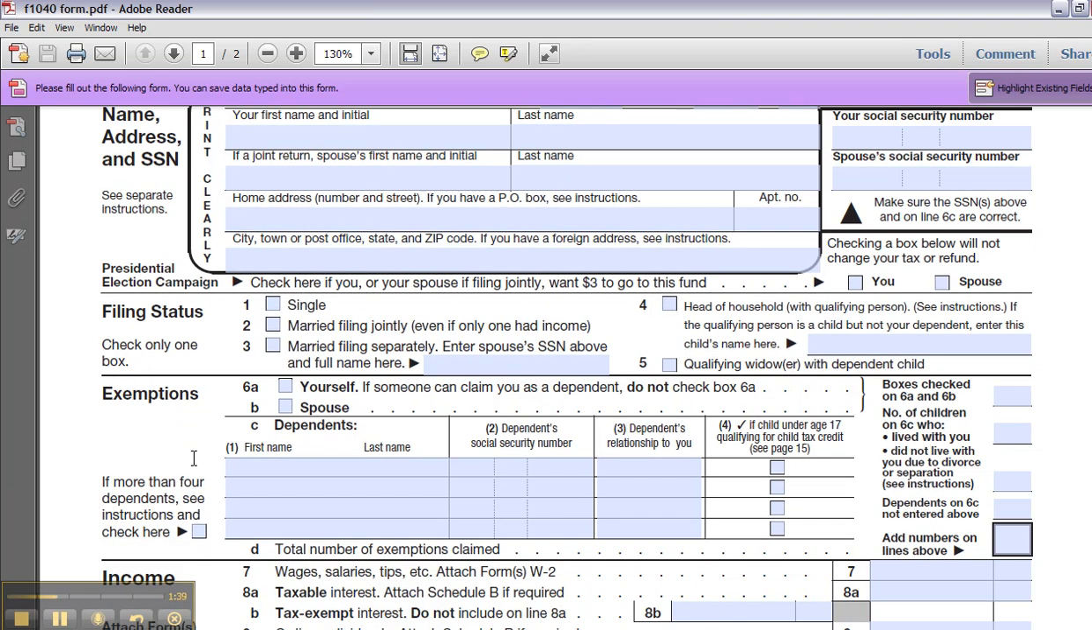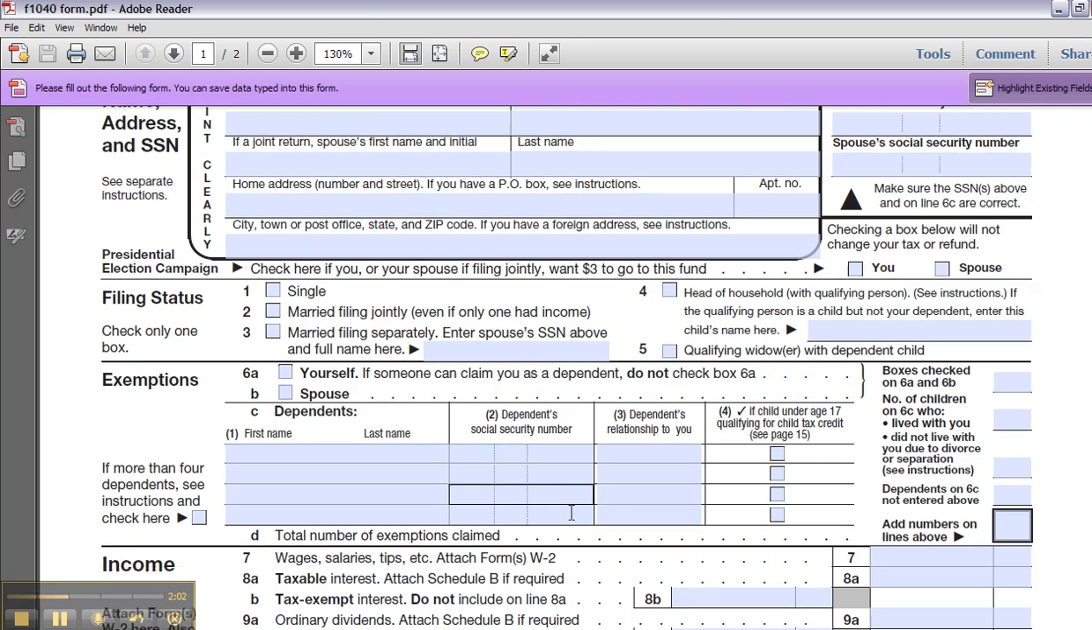You have your personal exemption, and you would check the box for yourself, an exemption for your spouse, or your dependent exemptions. You would put their names, social security numbers, and relationship, and whether or not your child is under the age of 17, you would check the box.